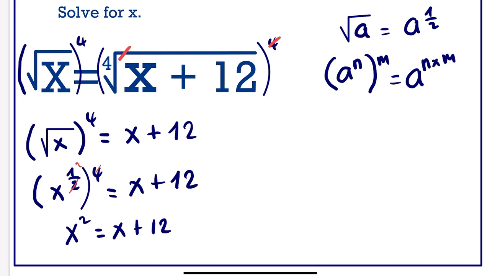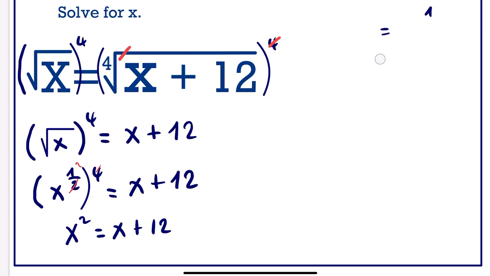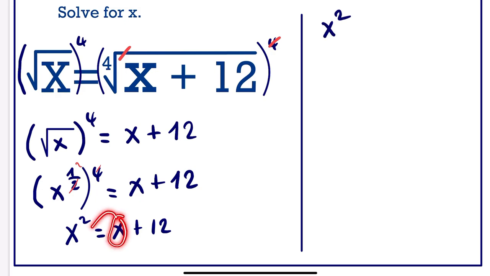So we now have a quadratic equation, and we are going to solve for x. To write the quadratic equation, x squared stays, and x, which is positive, becomes minus when it crosses the equal sign. So minus x. The same with 12, which is positive: when it crosses the equal sign, it becomes minus. So minus 12 equals 0. We have a quadratic equation, so we can apply factorization.